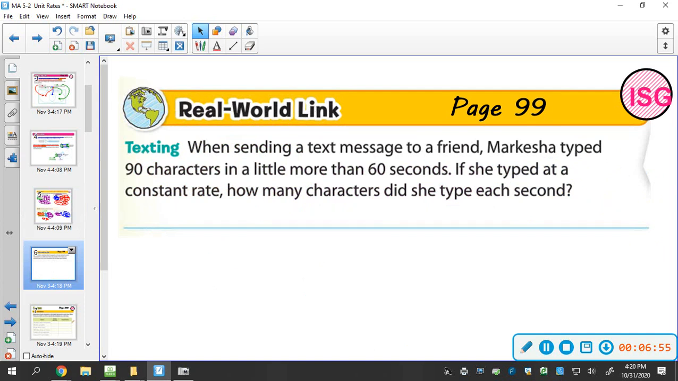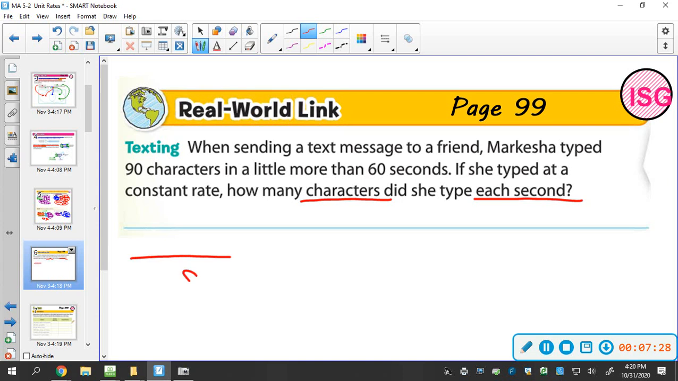In your workbook, it says the real world link, page 99. When sending text messages to a friend, Markeisha typed 90 characters in a little more than 60 seconds. If she typed at a constant rate, how many characters did she type each second? And notice in the question here, it tells us how they want us to write it. Characters for each second. So I know I want my 1 to be at the second.